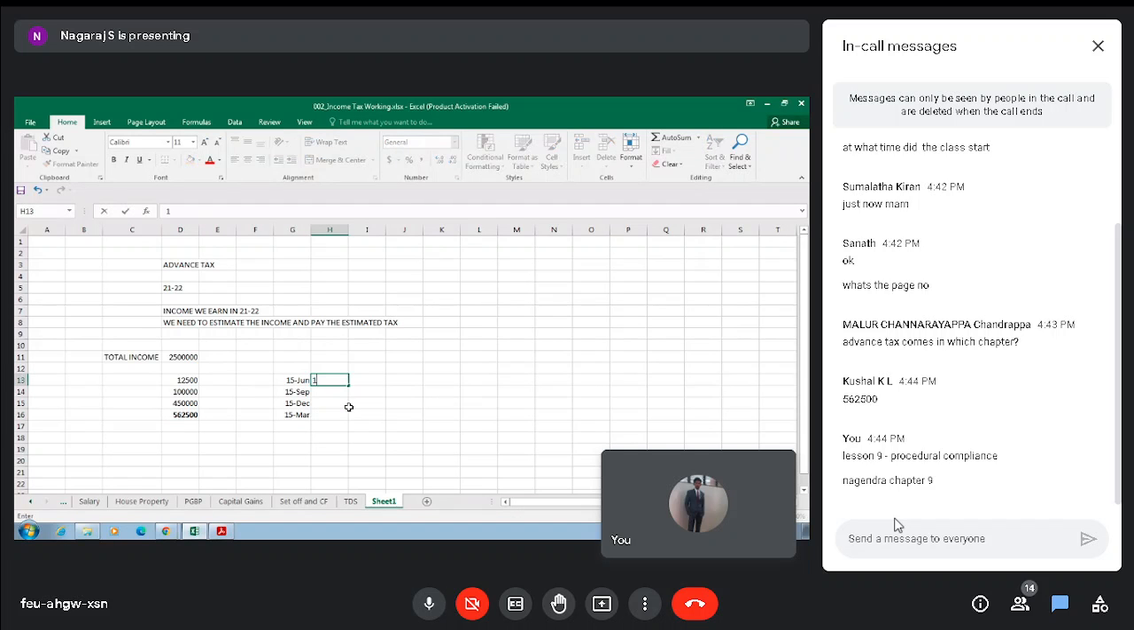In the first installment, you will have to pay 15%. In the second installment, you have to pay 45%. In the third installment, you will have to pay 75%. In the fourth installment, you will have to pay 100%.